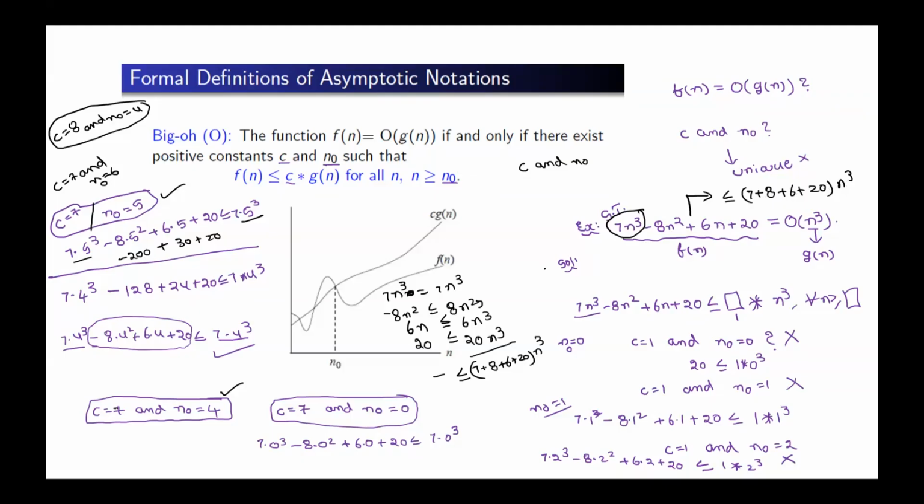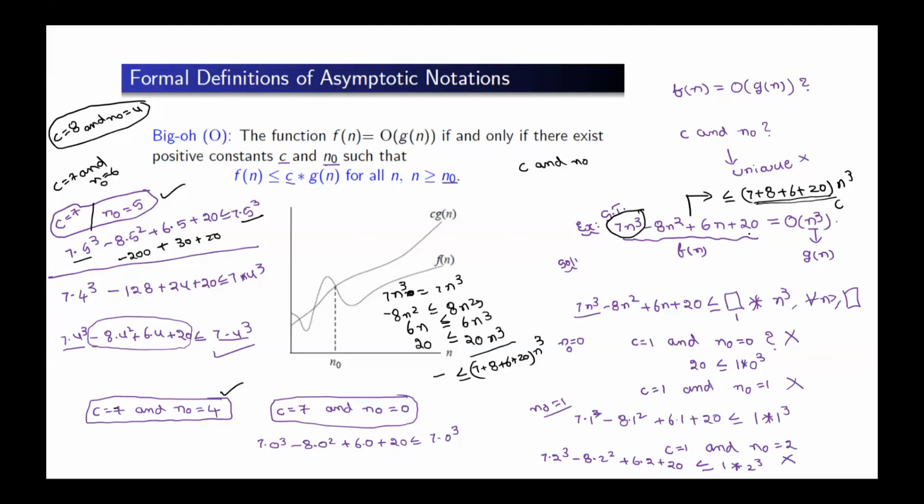So what I am taking is constant coefficients, positive values: 7 plus 8, 6, 20. Then this entire value I call it as C, the coefficient sum. Is that correct? And n naught, what is the value that we can choose for n naught? N naught greater than or equal to 4?